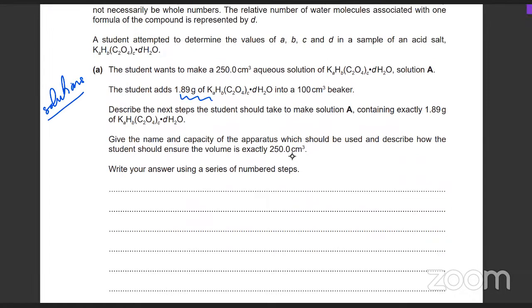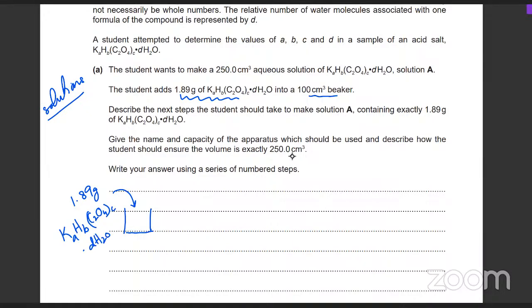So you already have 1.89 grams that has been added to a beaker. You're sitting with a small beaker, and remember, a beaker is not a measurement device. It's a 100 cm³ beaker where you've added 1.89 grams of this salt, C2O4, whatever this is, dot 2H2O.